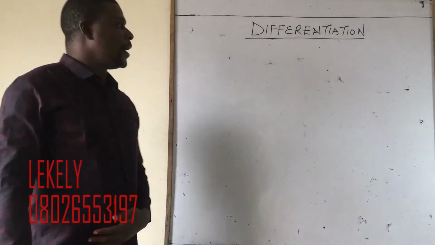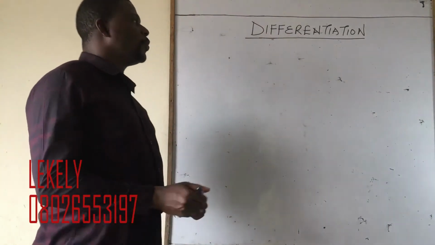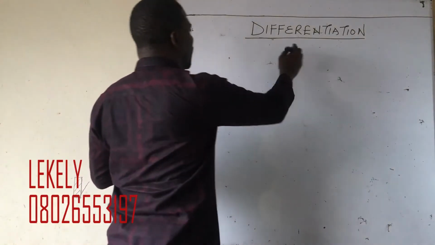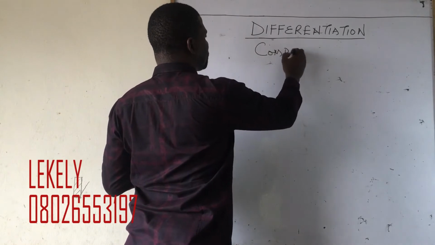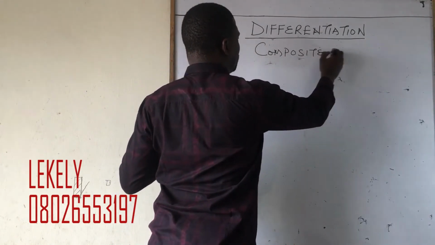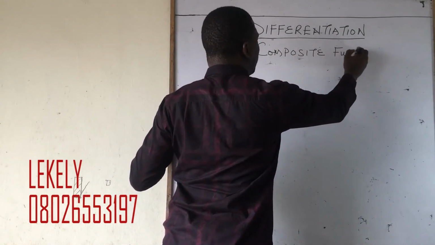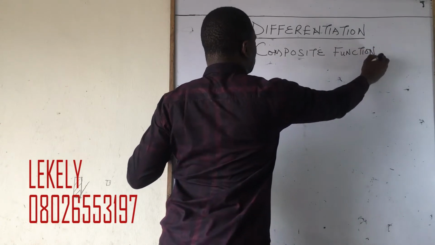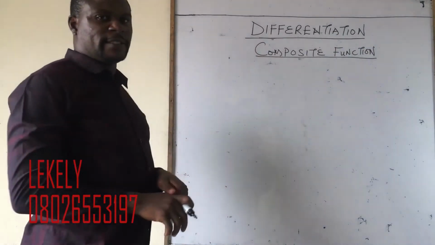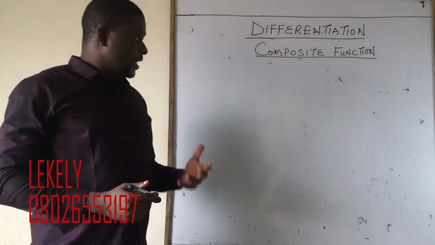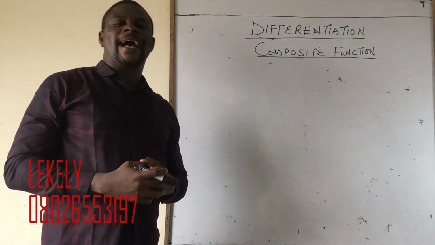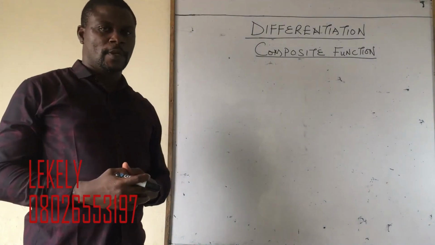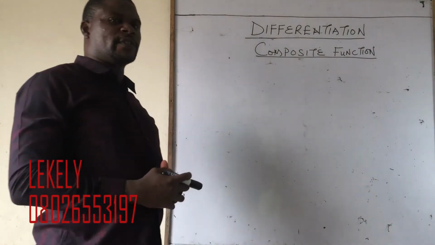Good day, everyone. Today we are looking at differentiation, and what we are considering is the composite function. Now, composite function, like I said in the previous class, is the same thing as function of function, or the same thing as chain rule. Now, what is this composite function saying?